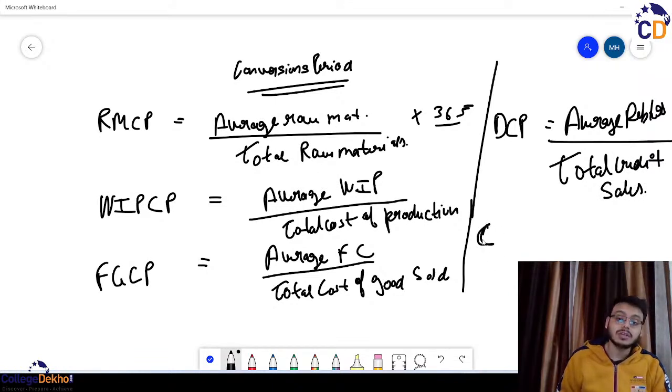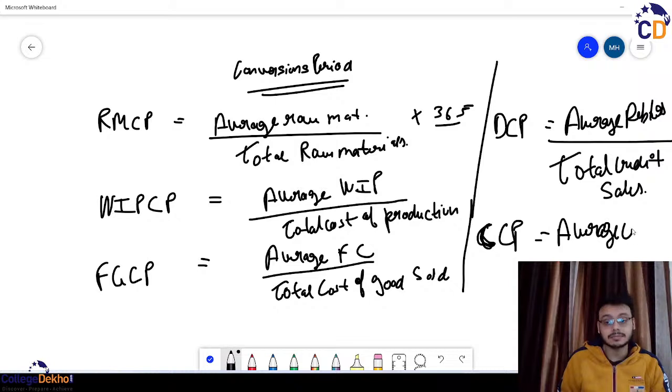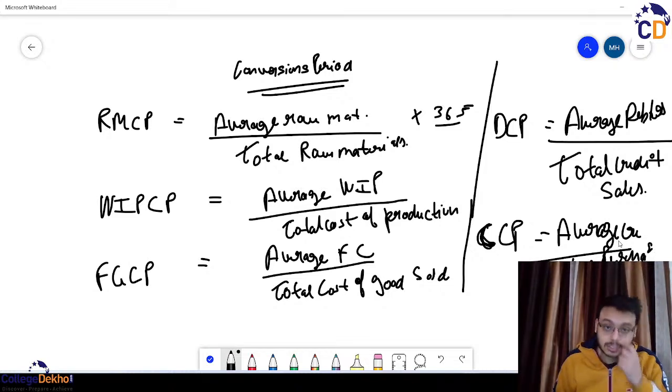Then you have to find out the credit conversion period, CCP. That is your average creditors. Now from creditors we purchase, right? Divided by your total credit purchases. And when you use all these in your calculations, you get your total conversion period.